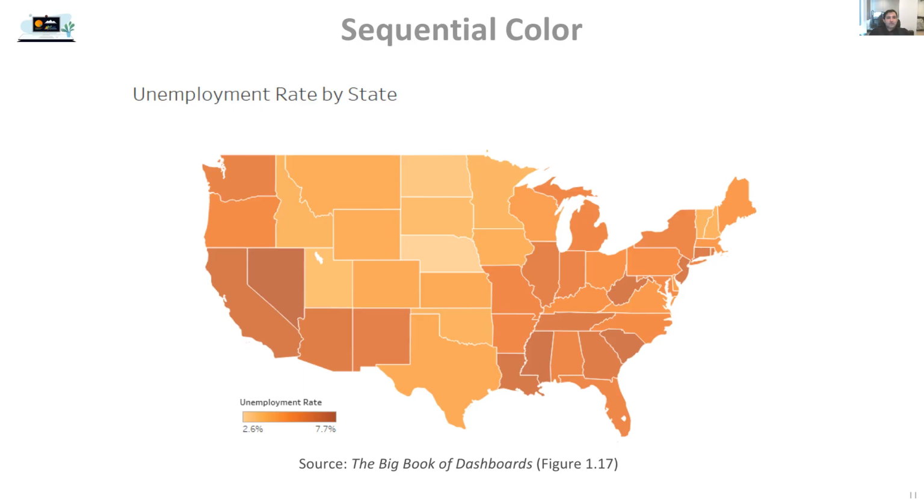This map of unemployment rate is an example of a sequential color scheme. The map shows the unemployment rate by state going from low, meaning 2.6%, to high, meaning 7.7%. And we are using a sequential color scheme. Unemployment rate is a quantitative variable, and therefore we used a sequential color scheme. In Tableau, when you move a green pill right at something that's continuous, that quantitative measure is going to use a sequential color scheme, just like this.